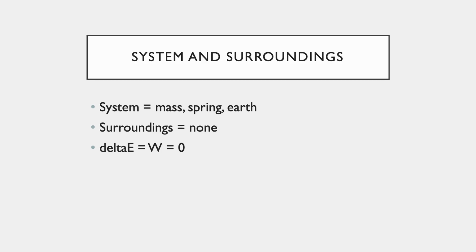This means that we can set all of the energies in this problem equal to 0 and then rearrange for the one that we want to know the value of. In this system, we have gravitational and spring potential energy, and we have the kinetic energy of the mass.